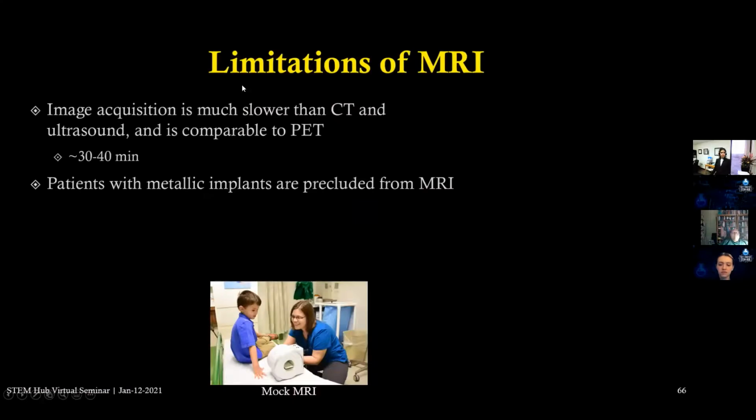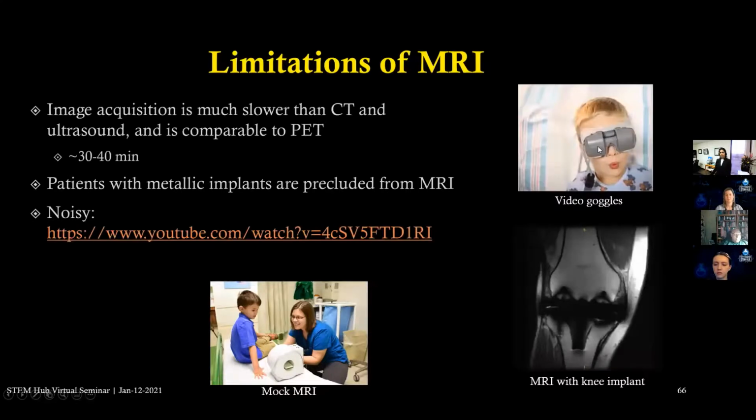So some limitations are the image acquisition is slower than CT and ultrasound. It takes about 30 to 40 minutes, whereas CT is less than 10 minutes. But patients are often given video goggles to watch movies during MRI sessions. And it's also noisy, so you're provided with headphones. And in patients with metallic implants, the implants would destroy the MRI signal, so it's not good in patients who have some implants.